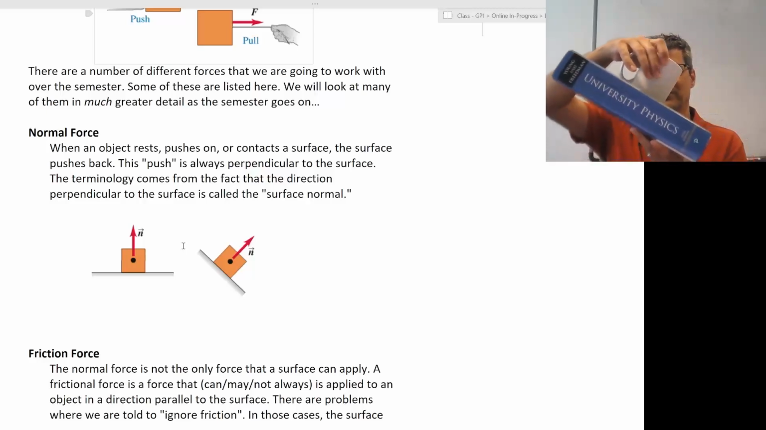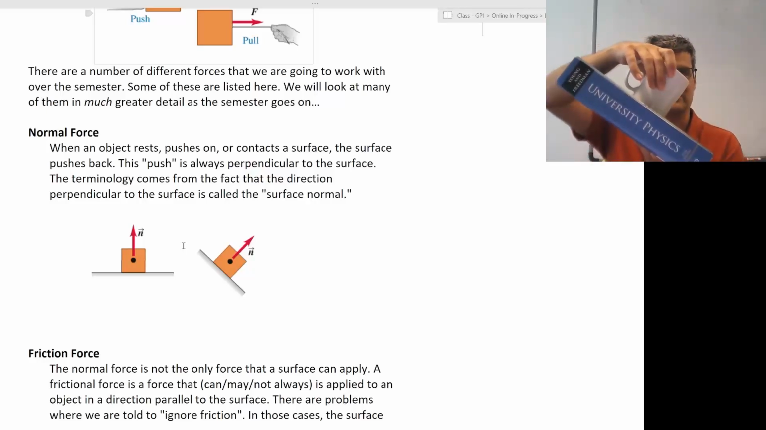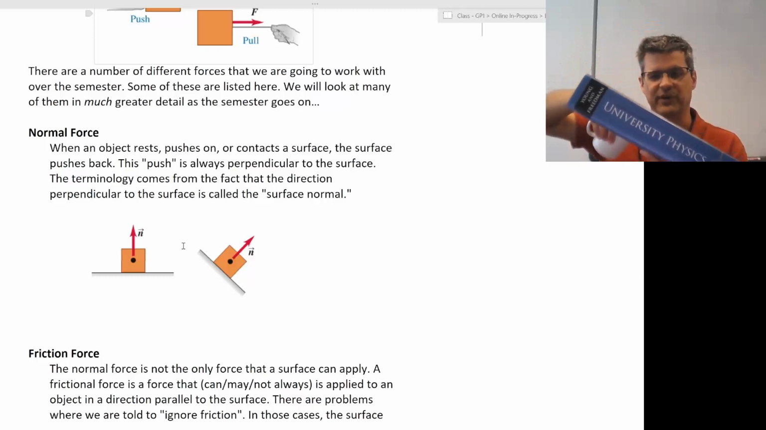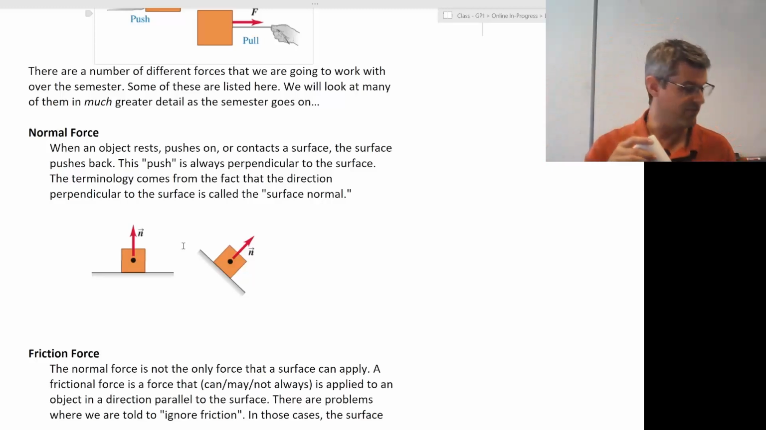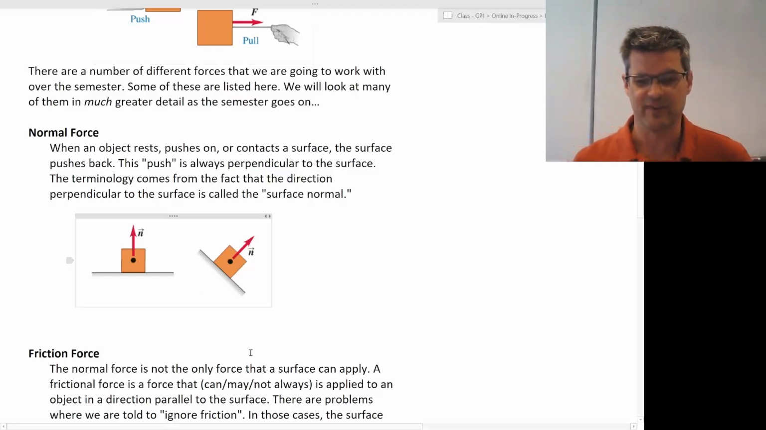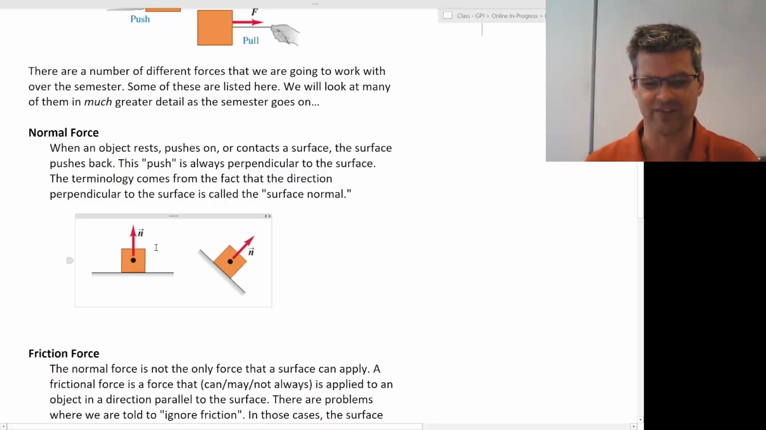And it's going to be a force that may change as a function of orientation. The force that a surface can put on some object can only be applied perpendicular to that surface. So what we see down here, the normal force is the force that a surface puts on an object. The direction is always perpendicular to the surface. So a normal force is a force of a surface on an object, and it is normal to the surface. That's why it is called the normal.